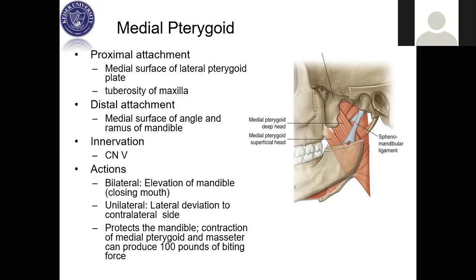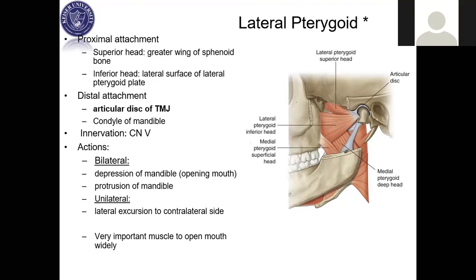So there's really only one muscle that really opens the mouth, and that muscle is known as the lateral pterygoid muscle. So those other three close the mouth, but the lateral pterygoid opens the mouth. That is something I definitely want you to know. The other thing I need you to know about this is where this muscle inserts.